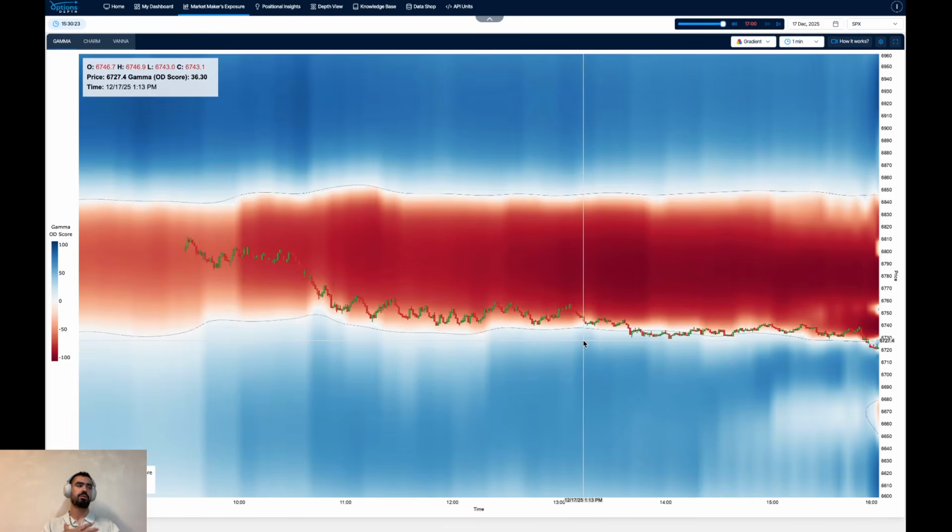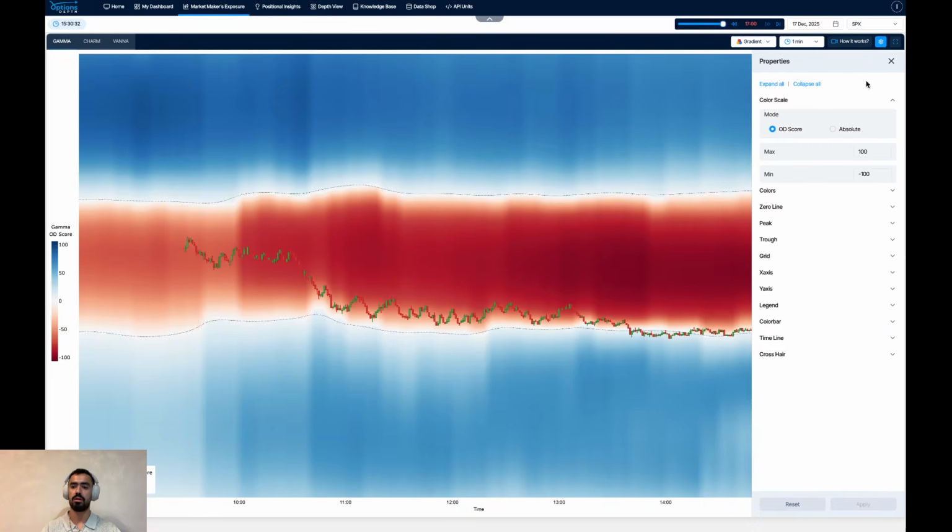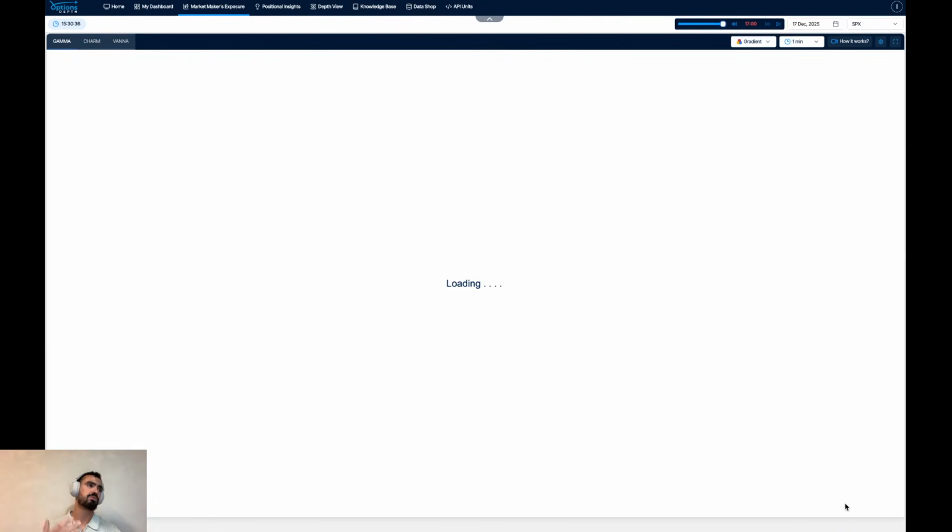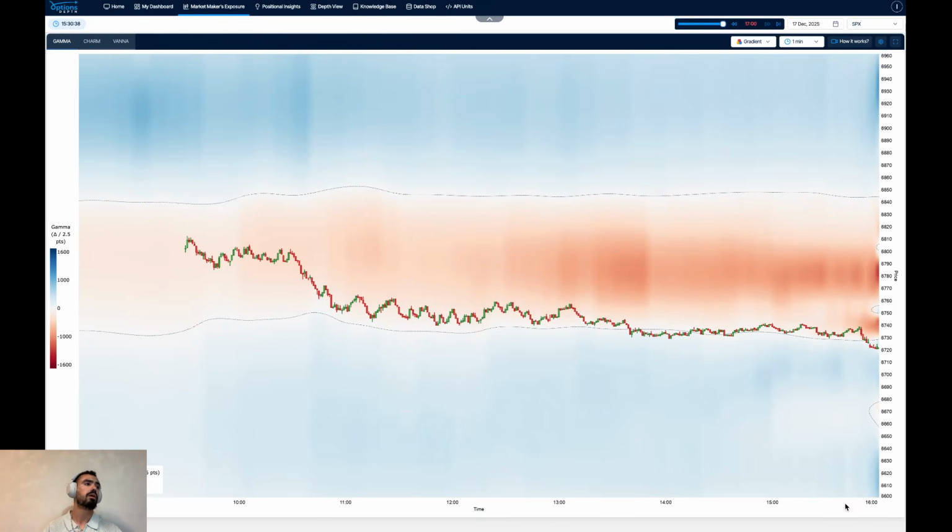I personally like to look at the absolute. This is just a personal preference. I got used to the magnitude over time. But this is here, a lot of people like it, so it's just for people to customize their charts the way they want.